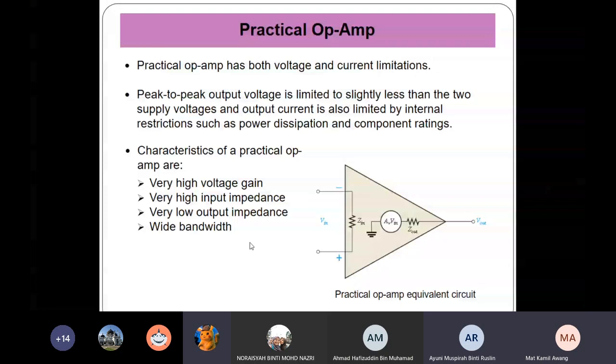Sir, what does it mean that the peak-to-peak output voltage is limited to slightly less than the two supply voltages? What is the difference? Peak to peak. Okay. Remember this?